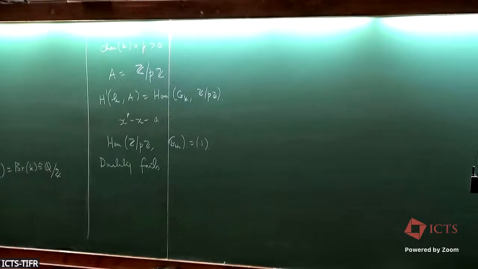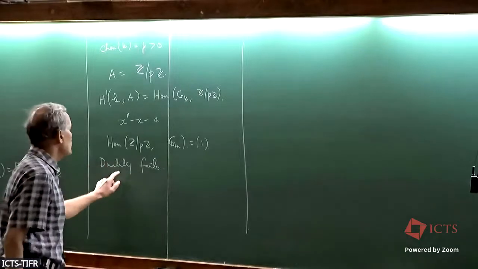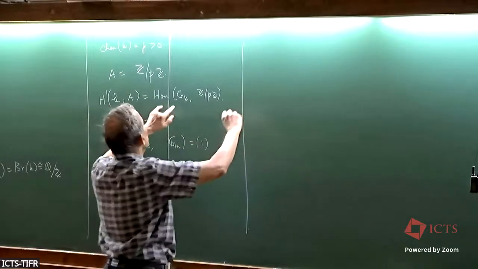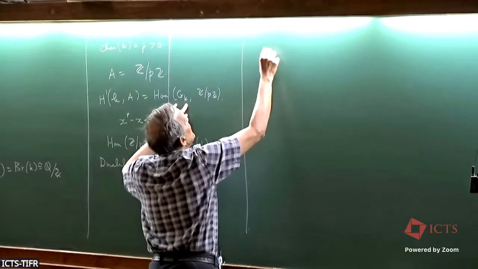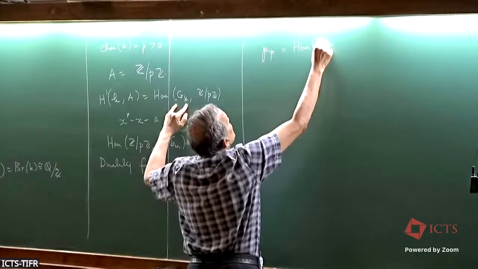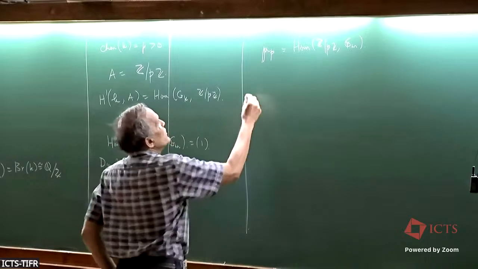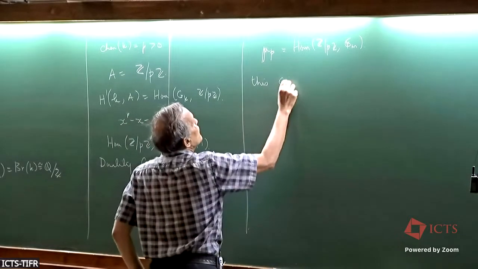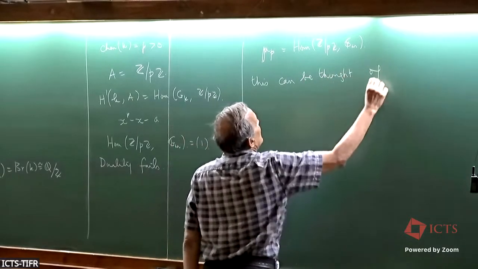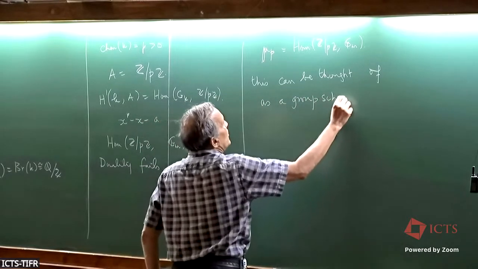The first attempt at how to repair this duality is the following scheme, which is given by mu_p. If I look at Hom(Z/pZ, G_m), this can be thought of as a group scheme over K.